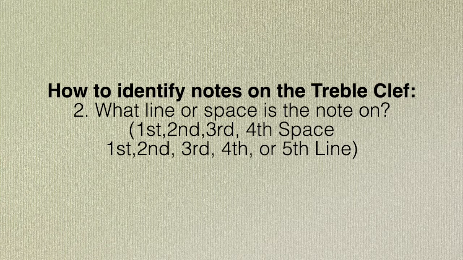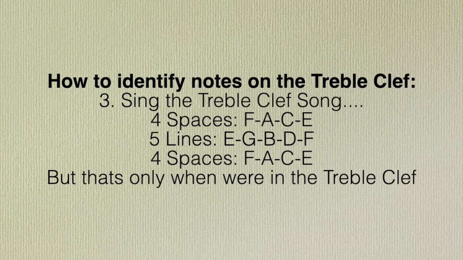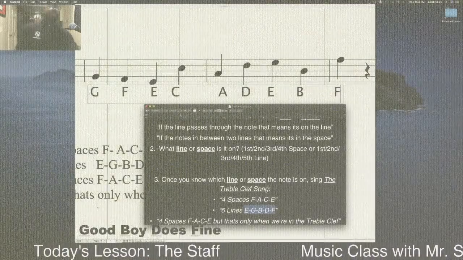Remember, there are 4 spaces and 5 lines. 4 spaces, F, A, C, E. 5 lines, E, G, B, D, F. 4 spaces, F, A, C, E. But that's only when we're in the treble clef. And once you know that, then you sing the song that I just sang. Kind of went out of order in the instructions, but that's okay.